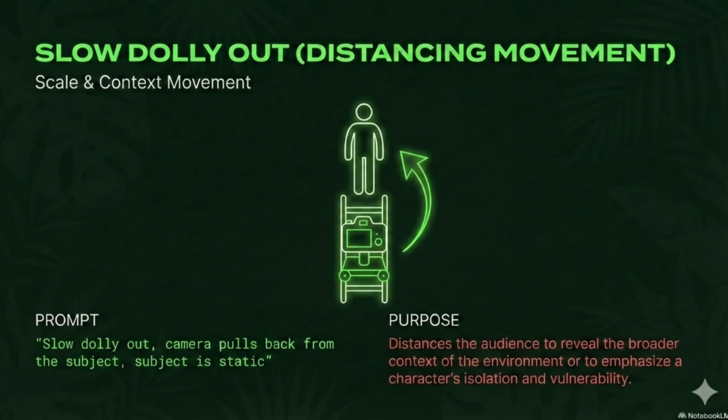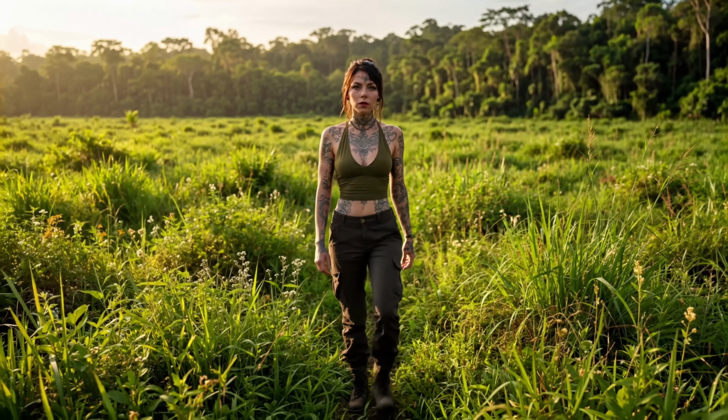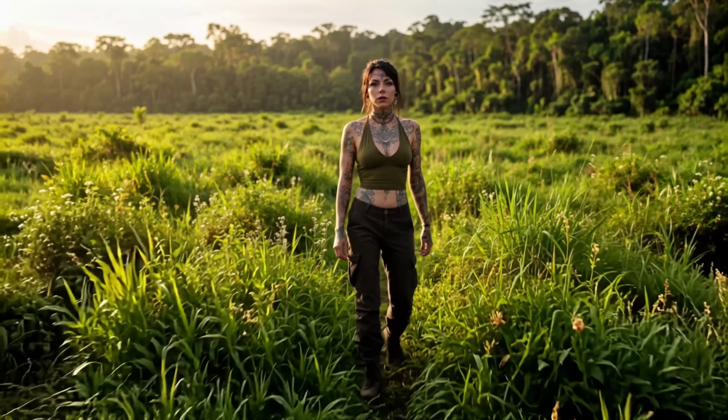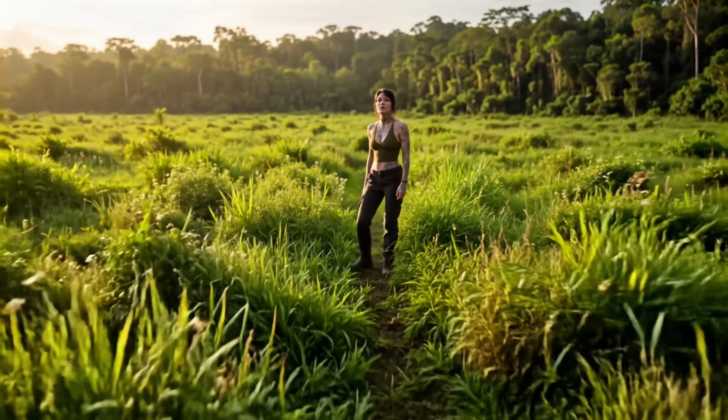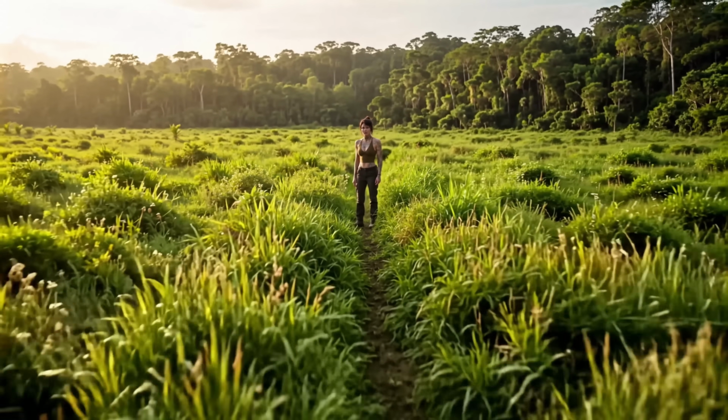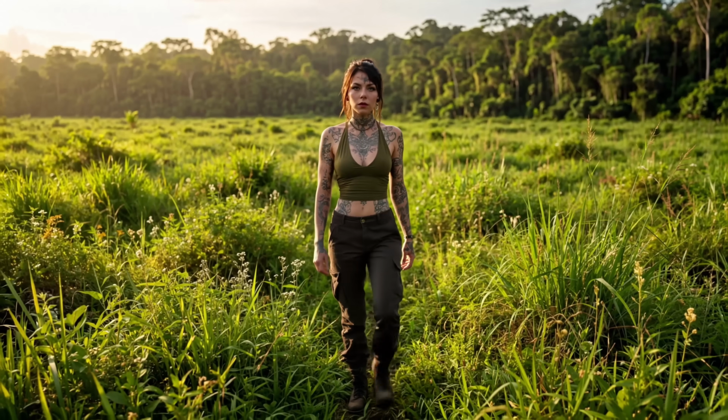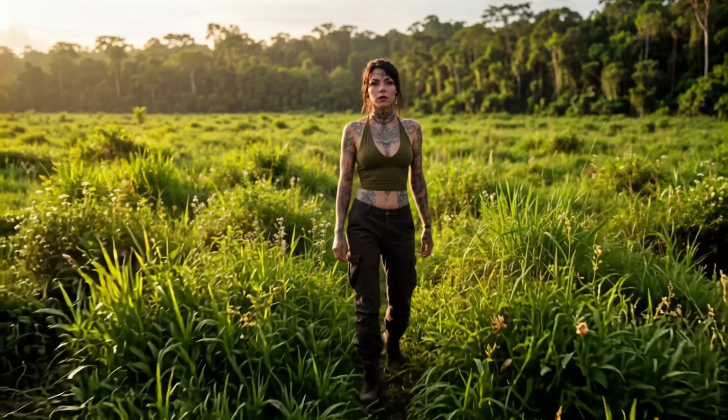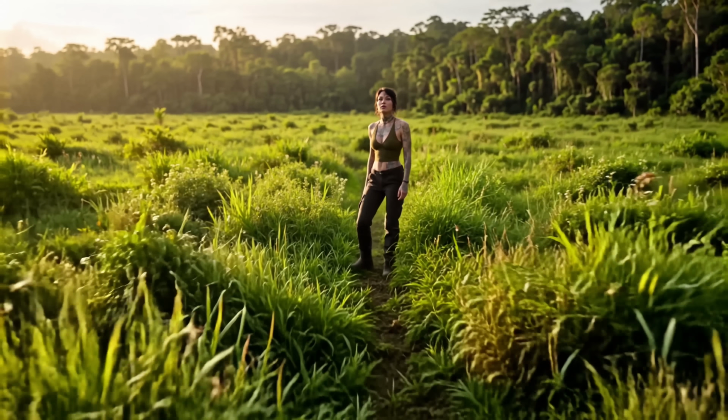A slow dolly out is the opposite. Its purpose is distancing the audience to reveal the broader context of the environment. Or maybe you want to isolate your character and have an emphasis on that. It shows vulnerability. For prompt, you can write: slow dolly out, camera pulls back from the subject, and the subject can be static or can be moving depending on your creative choice.